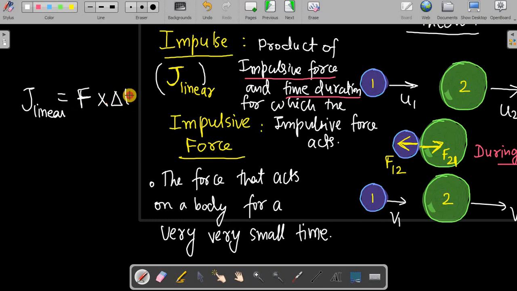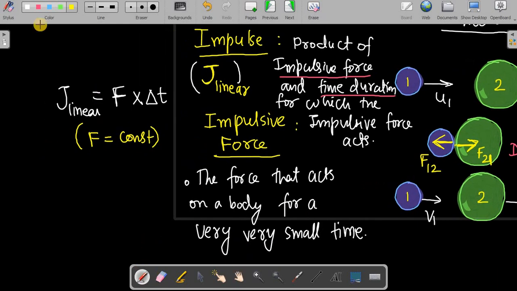Let's say time is delta t. This formula we can use when the force is constant. When this impulsive force is constant, we can use this formula for impulse. Okay, this is the formula for impulse.